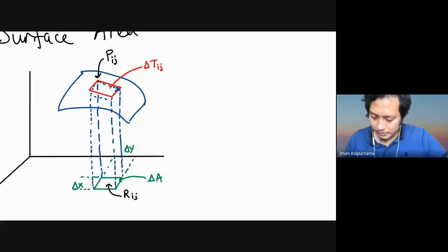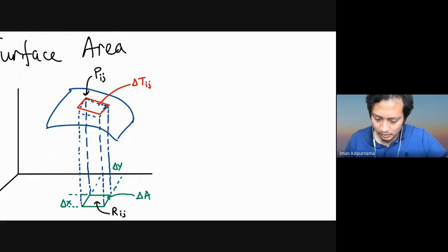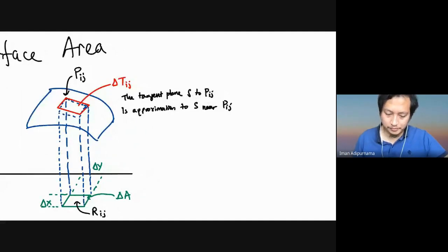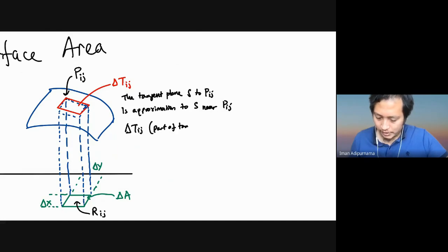Let me write some notes here. The tangent plane of the surface at point P is an approximation to S near this point, right? And we can say the delta T is part of the tangent plane, right? It's cut into pieces, right? The tangent plane.